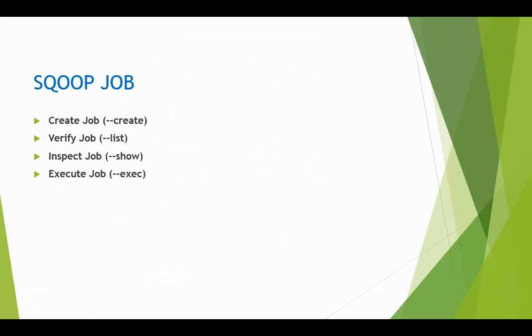So what are the different jobs of Sqoop? How to do the different jobs in the case of Sqoop? We have this command, create. This is one of the jobs. How to create a job? We can create the job by double dash create. How to verify the jobs? For that we have double dash list. How to inspect that one? For that we have double dash show. To execute a job, we have double dash exec.